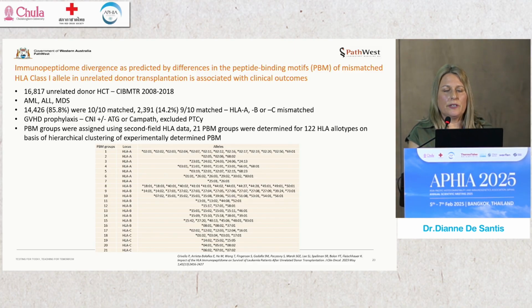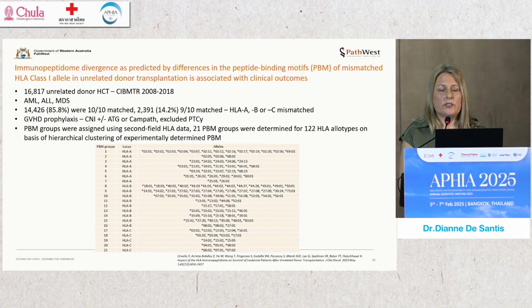In this study by Ciavello et al., they hypothesized that the immunopeptidome divergence, as predicted by differences in the peptide binding motifs of mismatched HLA class 1 alleles, might inform clinical outcomes in 9 out of 10 unrelated donor transplants. They studied 16,817 unrelated donor transplants between 2008 and 2018. Patients had AML, ALL or MDS, and this study excluded PT-Cy GVHD prophylaxis.